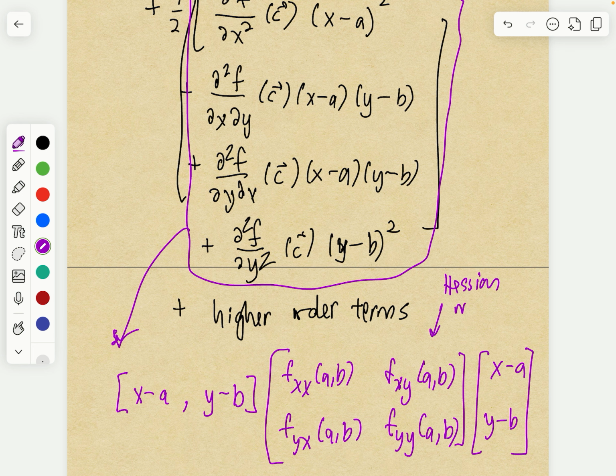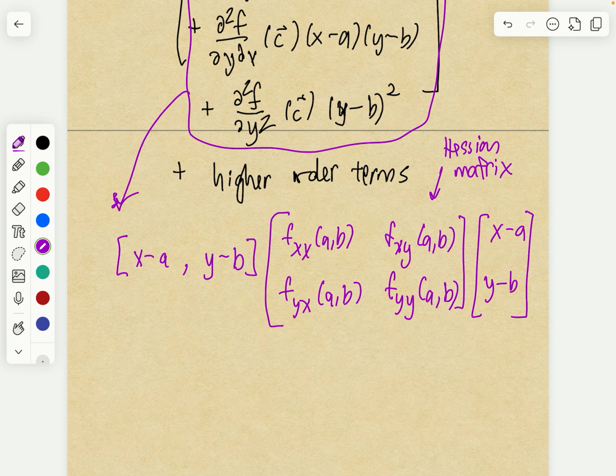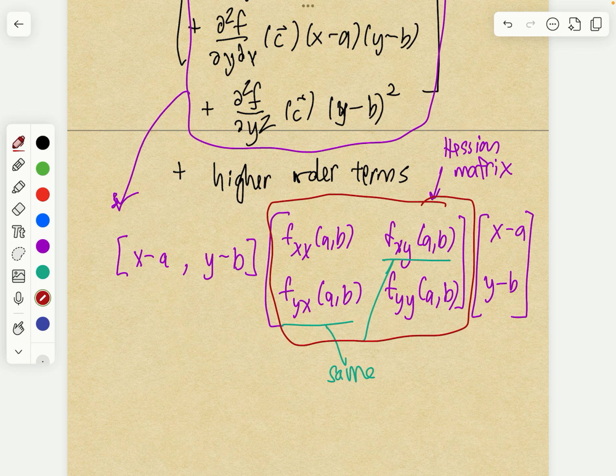It's the matrix of the second order partial derivatives. And this is a quadratic form. Notice that Clairaut's theorem tells you that f sub xy is the same as f sub yx, right? So these are the same. And what does that mean about the matrix? This matrix is symmetric. And this whole thing is a quadratic form.